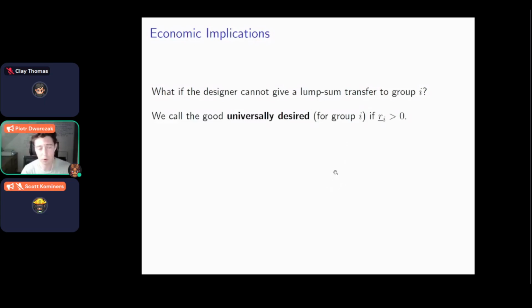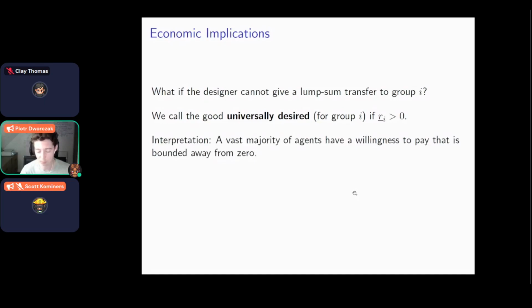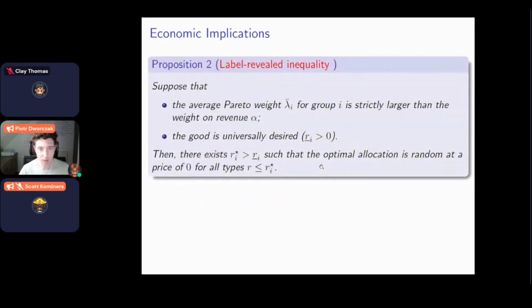And it turns out that what's important for this result is that the good is universally desired. Here's the definition of this. So basically, what we mean by this term is that everyone has positive willingness to pay. It's in fact bounded away from zero. So this is some sort of essential good, like housing or food, that everyone needs. And so here's the second result.